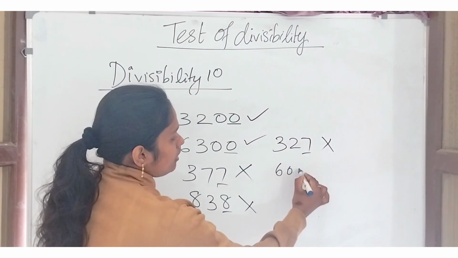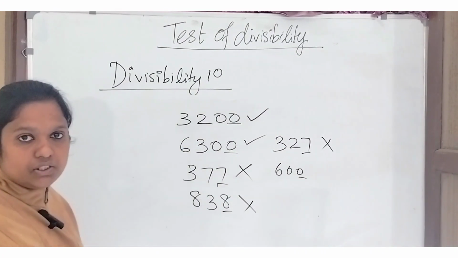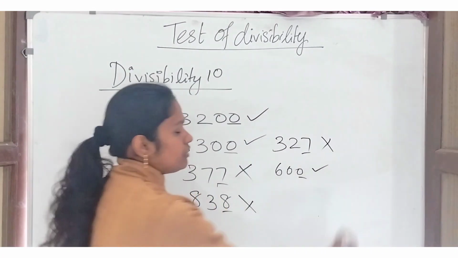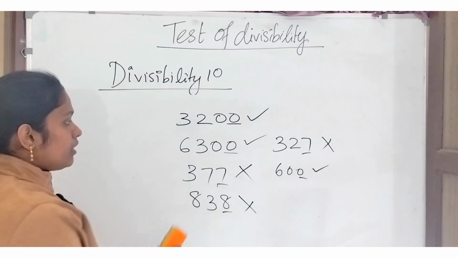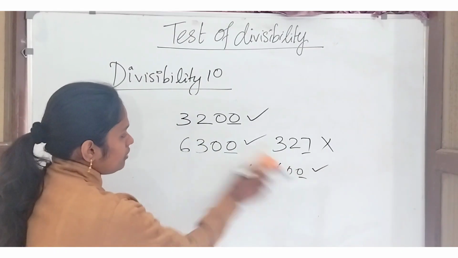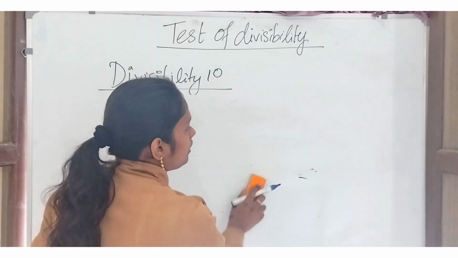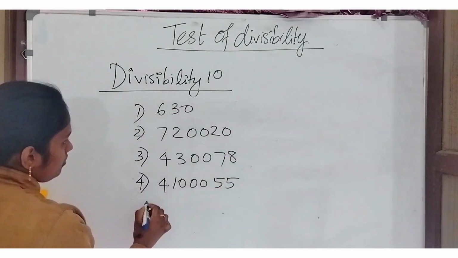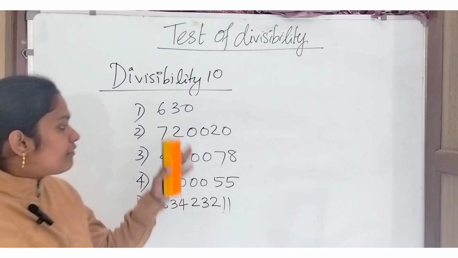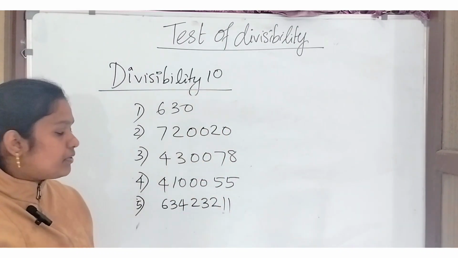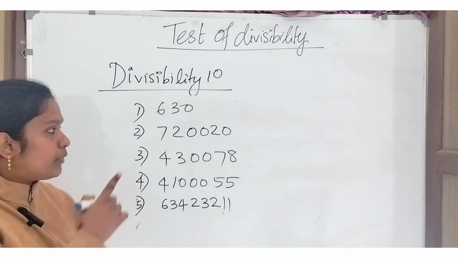So once again, 600, the last digit is 0, so we can say that this is divisible by 10. We'll give you some examples, then we will check the divisibility of 3. Okay, there are 5 numbers. We are going to check whether these numbers are divisible by 10 or not.